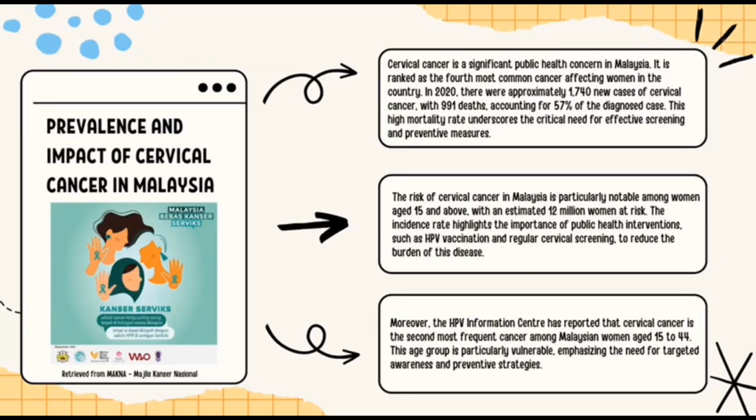Cervical cancer is a major issue in Malaysia, being the fourth most common cancer among women. In 2020, there were around 1,740 new cases, and 991 women died from it. This high death rate highlights the need for better screening and prevention. The risk is especially high for women aged 15 and older, with about 12 million at risk. This underscores the need for HPV vaccination and regular screenings.